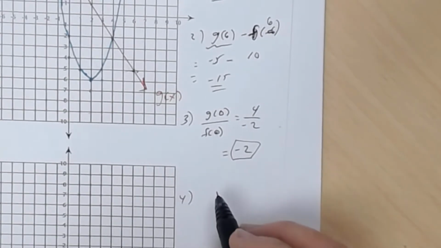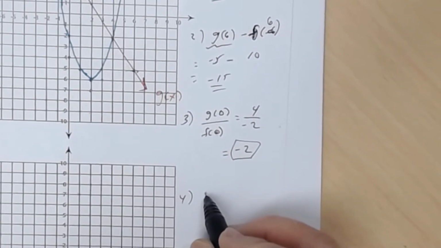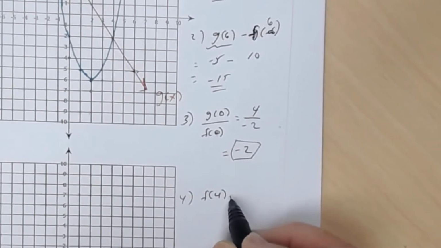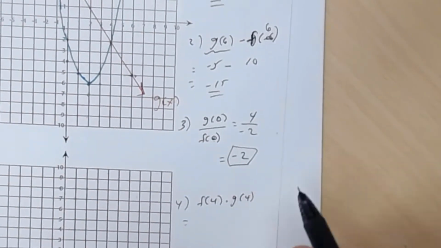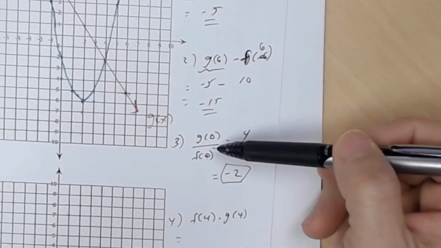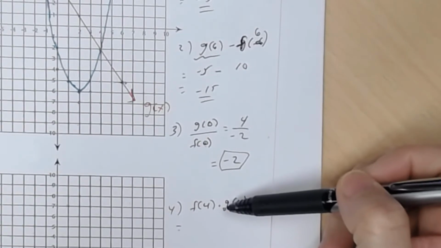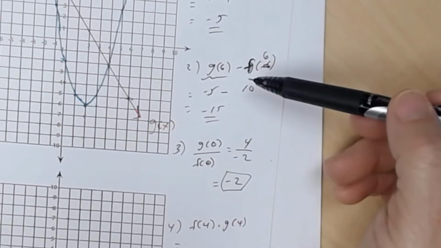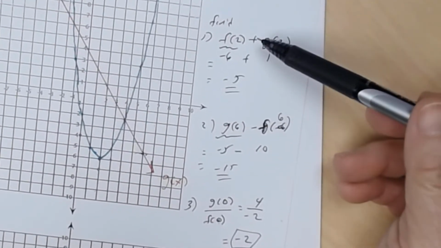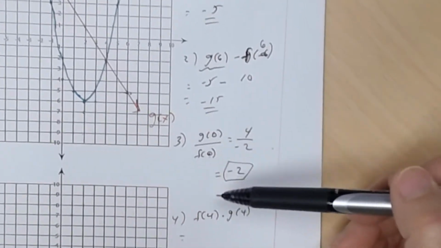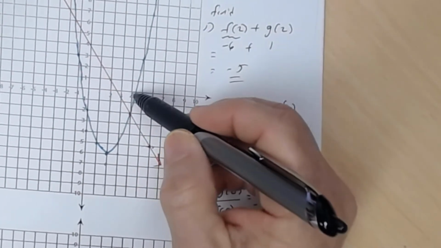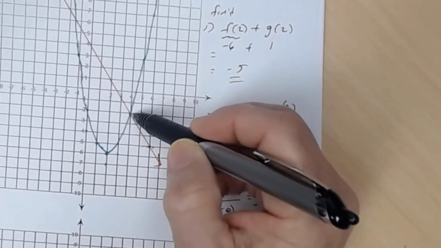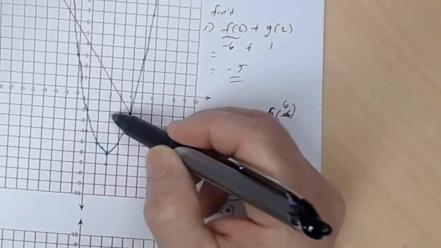Let's say f of 4 times g of 4. Okay, f of 4 times g of 4. All right, so I can add, subtract, divide, I can multiply, right? Those are your arithmetic operations. Add, subtract, divide, multiply. So f of 4, again, f is the quadratic function. So here's x is 4, here's the point. So when x is 4, my y value is negative 2.